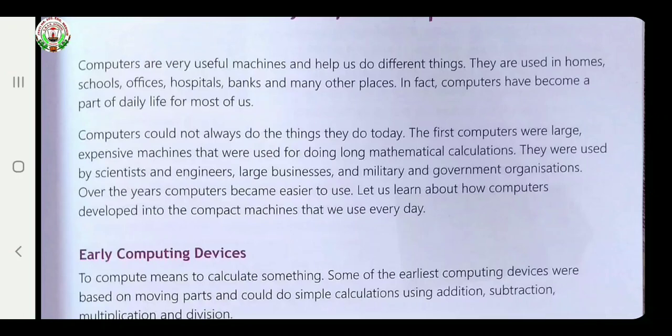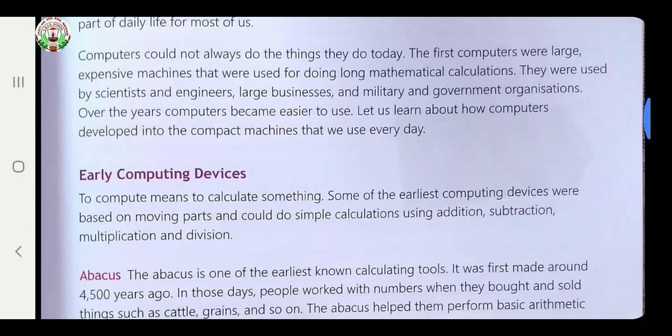Computers could not always do the things they do today. The first computers were large, expensive machines. They were used for doing long mathematical calculations. They were used by scientists and engineers, large businesses, and military and government organizations also. Over the years, computers became easier to use. Let us learn about how computers developed into the compact machines that we use every day.